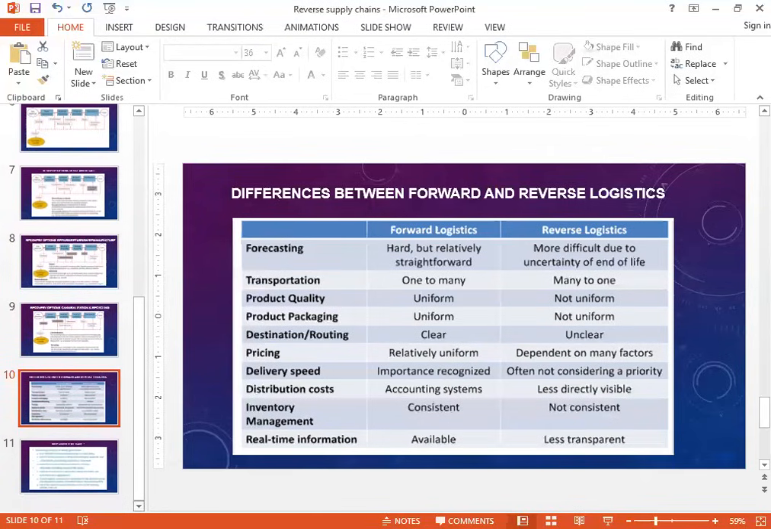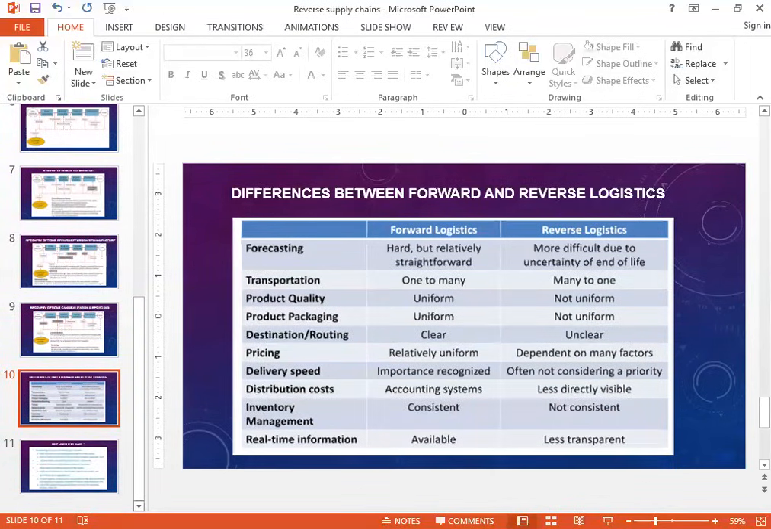Okay, so again, if we really think about it, there are quite a few differences between normal forward logistics and reverse logistics. The forecasting, for example, of forward logistics is a lot easier as compared to reverse logistics. It's very difficult for companies to try and forecast how many goods are going to be returned. It's just very difficult to do.